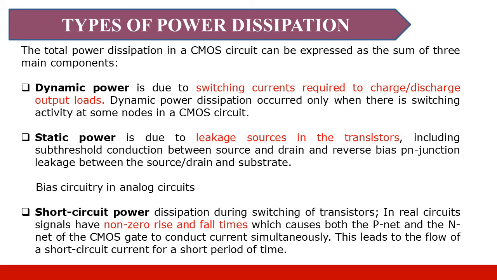Static power is mainly due to the leakage sources in the transistors. As we have scaled down the devices so far, this static power, or leakage, is of big concern because it is a drawback of scaling also: if we scale the device to a maximum extent, then the leakage increases because of the miniaturization or shrinking of the dimensions of the transistor. And this leakage includes the subthreshold conduction between the source and drain, and the reverse bias PN junction leakage.